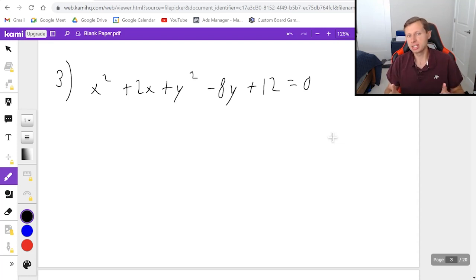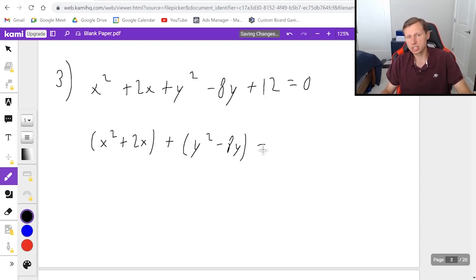And now, looking at this does not look at all like the equation of a circle. And that's because, let me help you out here, I'm going to group the terms together. In other words, x squared plus 2x plus y squared minus 8y. And I'm going to put the 12 on the other side, like negative 12. I don't want the plus 12 on this side. I always want it on the other side.